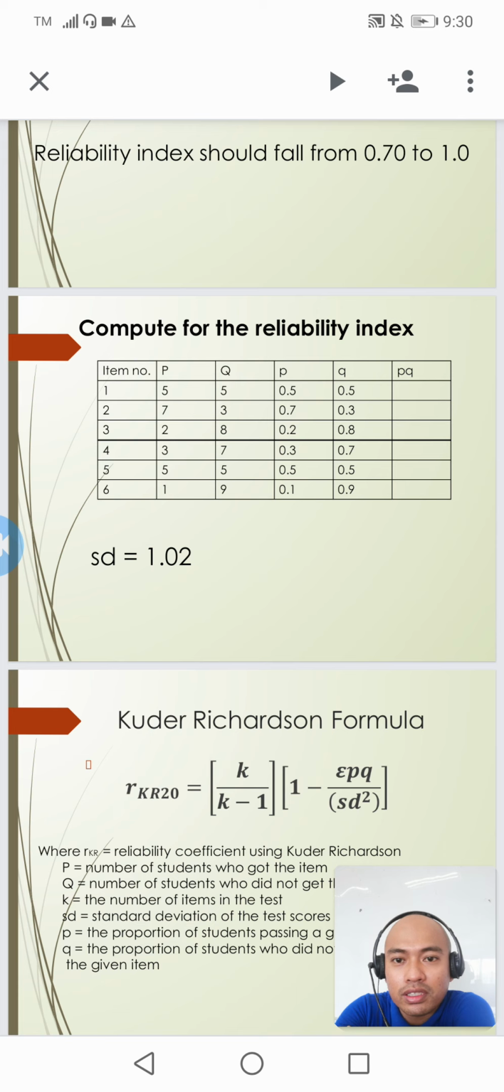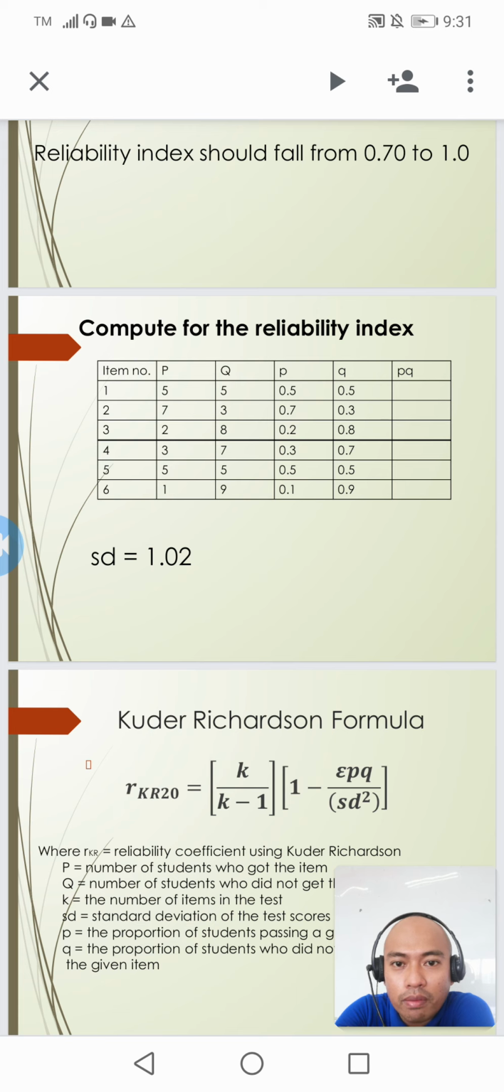Paano natin malalaman yung 10? It's by simply summing up P and Q. What is P? 5. What is Q? 5. So, that results to 10. So, ang ibig sabihin nun, there were 10 students who took the exam. And how did we get 0.5 here in the p? We get it by simply dividing 5 in the capital letter P by 10.